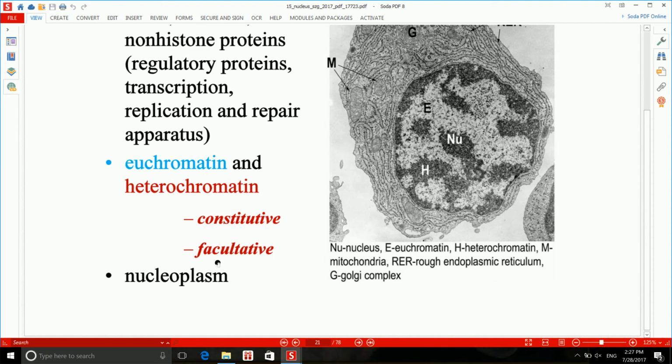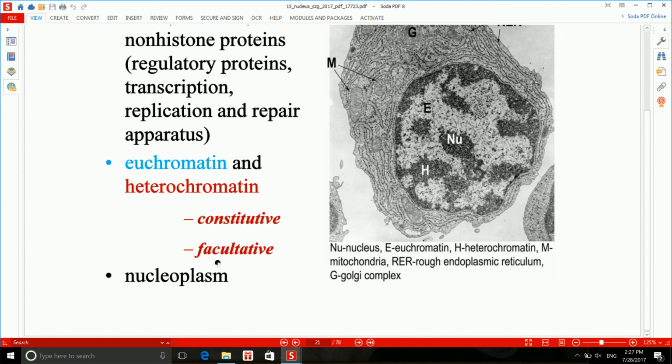Well, facultative heterochromatin is a type of heterochromatin that under specific situations, either genetic situations or epigenetic situations coming from outside the gene information recorded in the genes, is able to become euchromatin. So they are able to decondense. And why do we need that? Why do we need facultative heterochromatin?